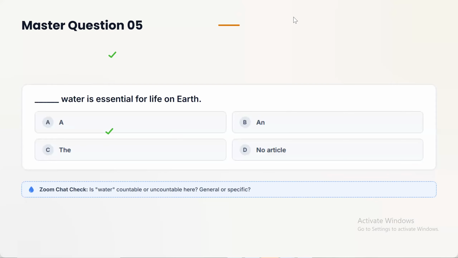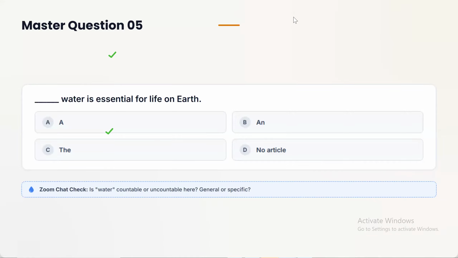Can another person help us to explain the reason why the answer is D? Another person, he has been the only one talking. I want to hear from other people. Ma, you said before that water is one of the uncountable nouns, and we can't count water, so it has to be zero article.